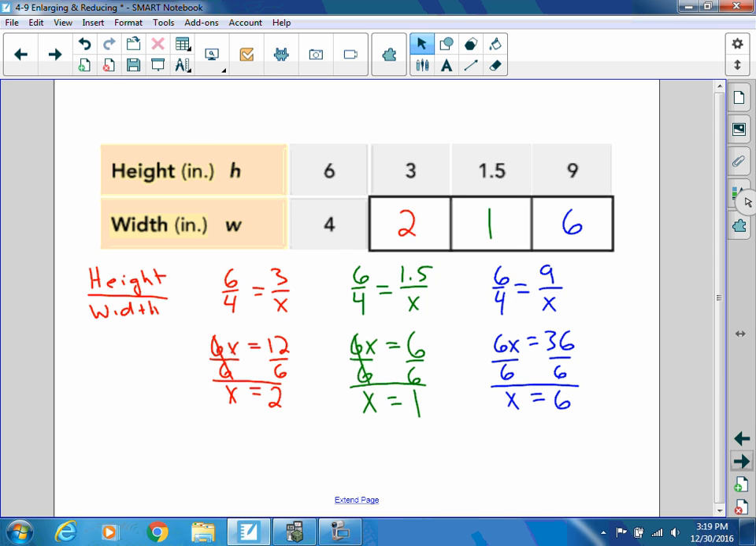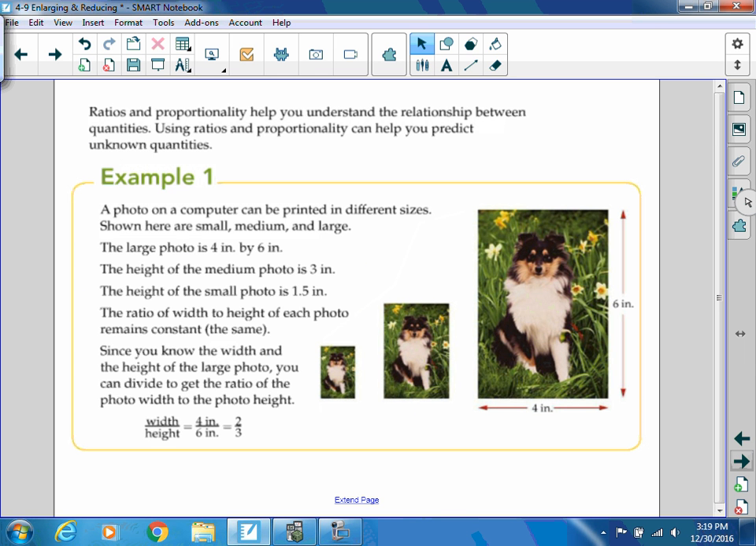All right, moving on here. Looking at some examples here. Same example we just talked about with the picture of the dog. What you can look at here on this one is they took and they did the width over height, which is perfectly fine. We could have done the same thing when we figured them out. We just would have had to make sure we filled the height in the correct spot when we put the unknown one in there. So as you can see, 4 over 6 will reduce to 2 over 3.